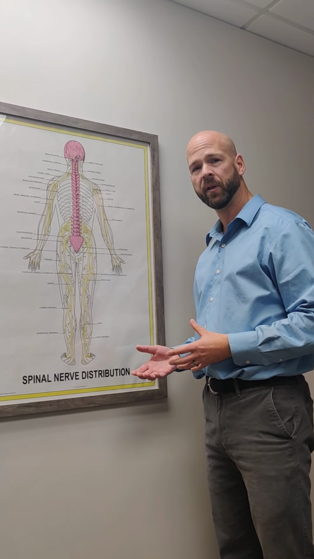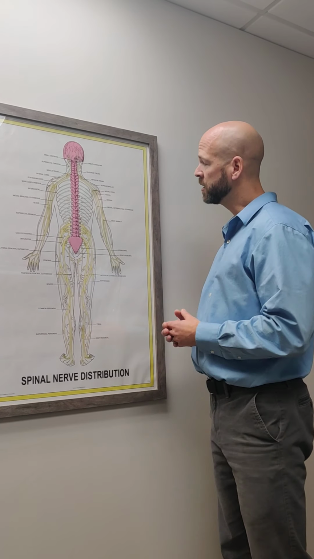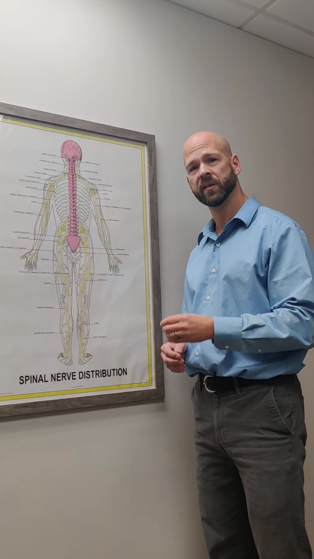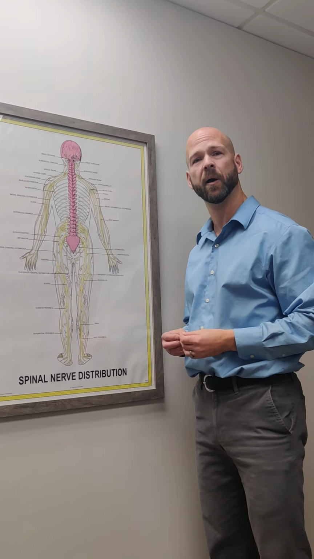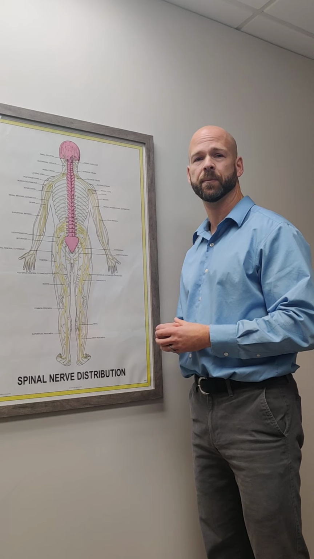Now, how does that happen? Well, one of the main reasons is a disc herniation, especially since at that L4, L5, that is the most common area to have a disc herniation. And if you have disc material coming out from the spine, it's going to put pressure on that nerve and give you those sciatic symptoms.